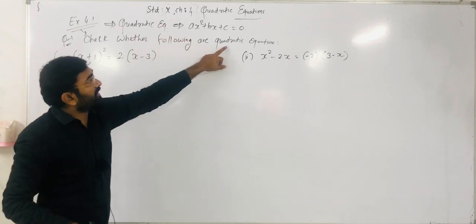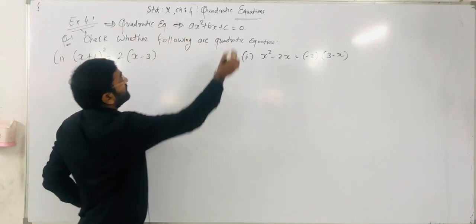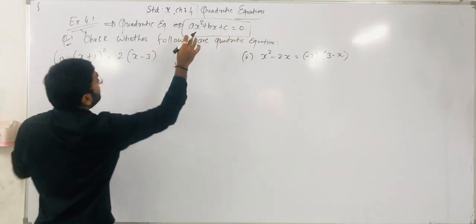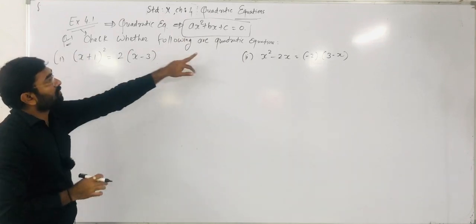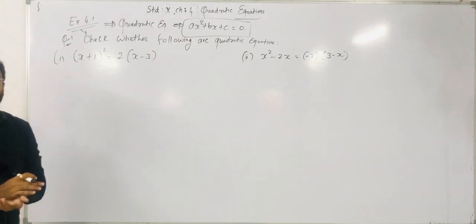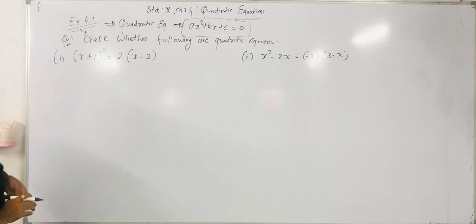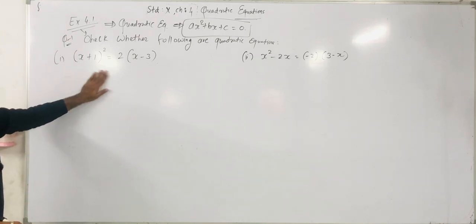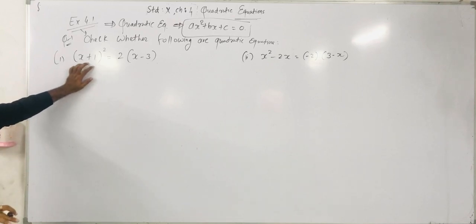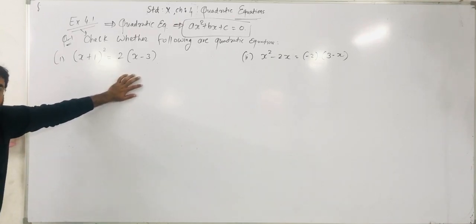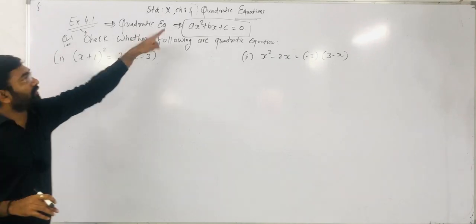So we have to check the quadratic equation. We require it in that form. If the equation is in that form, then we can say it is a quadratic equation. Otherwise, it is not in the form of a quadratic equation. Right? So directly from the equation, we cannot decide whether it is quadratic or not. Okay. What you have to do? First of all, you have to simplify it. Then you have to decide whether it is in that form or not.